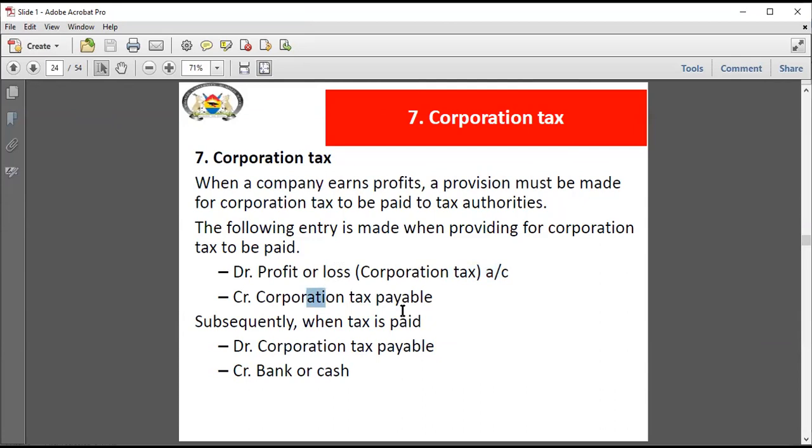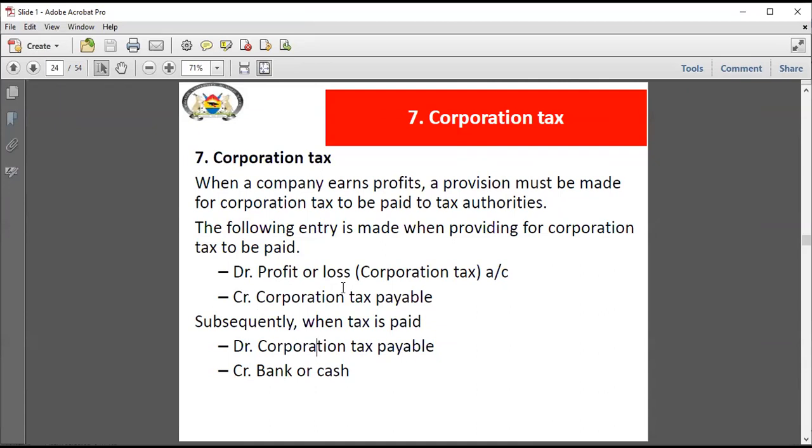So when you look at our P&L, you'll be able to trace corporation tax. And then when you look at our statement of financial position, you should be able to see corporation tax payable as an obligation that is to be paid to URA or to any tax authority in case you're in another country. So when we get to the point in time when the tax is finally paid, we go ahead to debit our corporation tax payable. Of course, this is a liability that is now reducing. And now we shall go ahead to credit our bank and cash, depending on how we are paying this. So that is very simple.